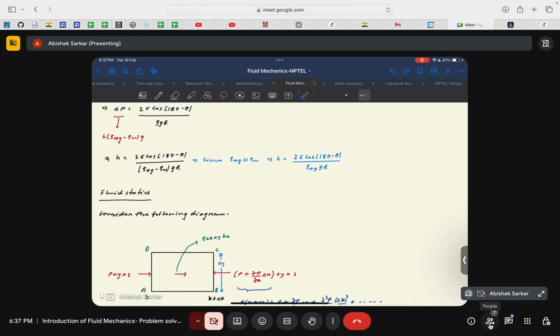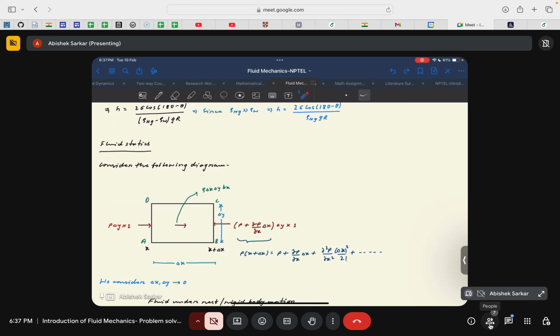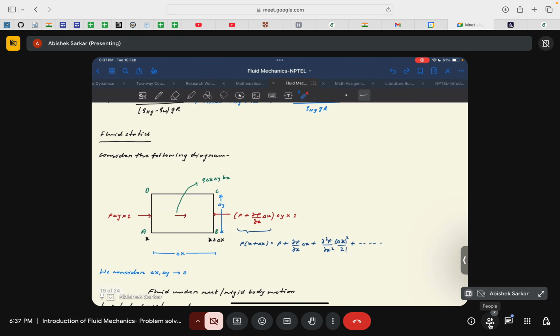Okay, so I think we can proceed. There is no doubt in this. Let us start with one of the fundamental contents of this course, fluid statics. I think I didn't mention it till now, but let us reiterate. This course can be classified into three major subdomains. One is fluid statics, which we are starting today. Then there is fluid kinematics, and there is fluid dynamics.